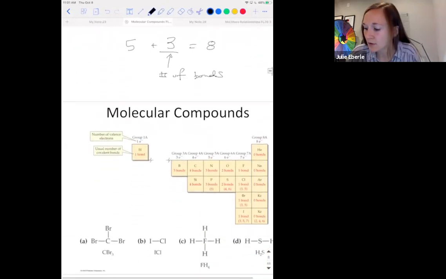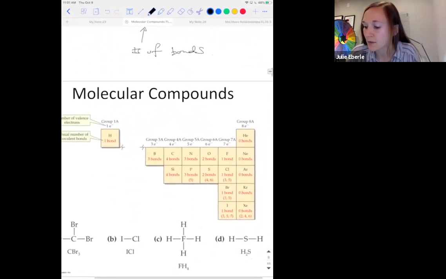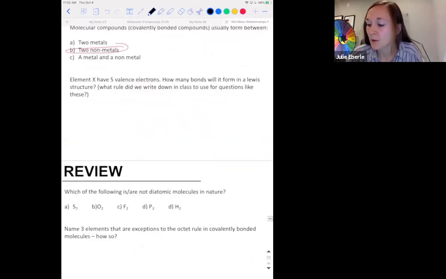And then also, let me scroll down. This figure right here, remember this from your textbook? It tells you that if you have 5 valence electrons, you're main group 5, they normally form 3 bonds. And you'll have access to your lecture notes on the exam, remember? So that's the answer here. What rule did we write down in class for questions like this? It was the one in red: every time you share an electron, you gain an electron. You use that to guide you to figure out how many bonds things are going to form. Any questions there?